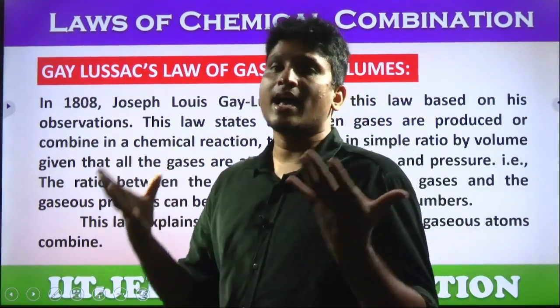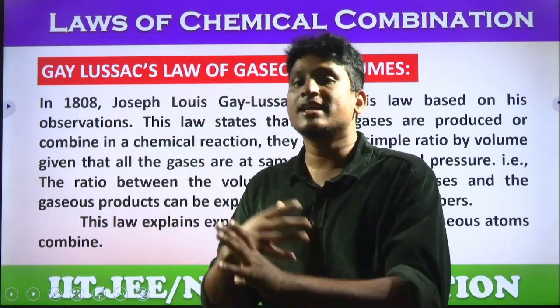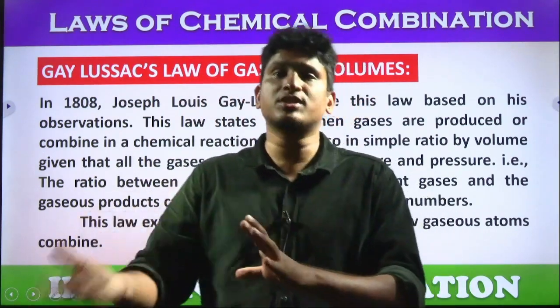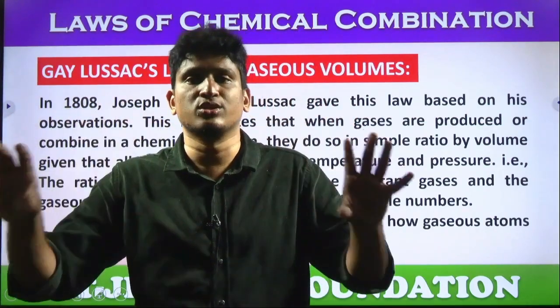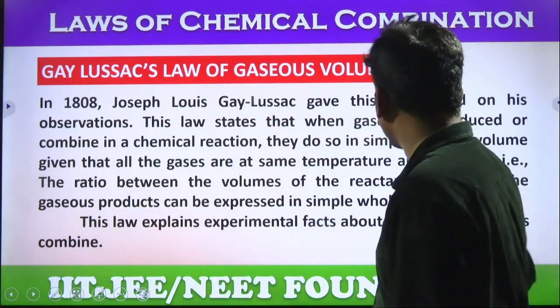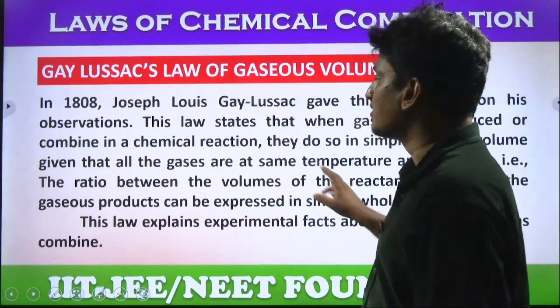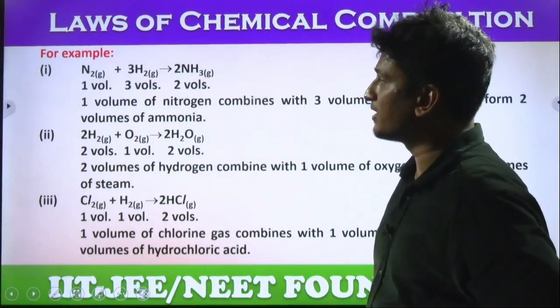That means the gases which are combining in a reaction, and the gases which are produced in the reaction also, if you examine all the volumes, they are in the simplest ratios only, simplest whole number ratio. That's the meaning. This will explain the experimental facts about how gaseous atoms are combining. So simply, students, look here, some examples are given.